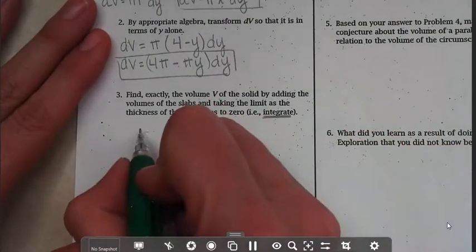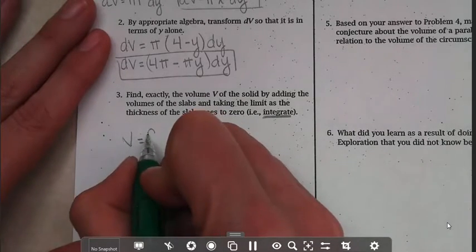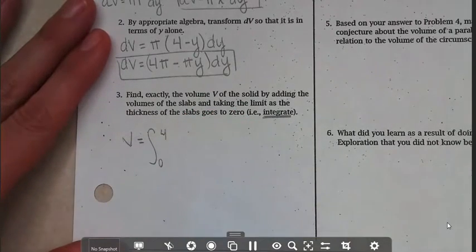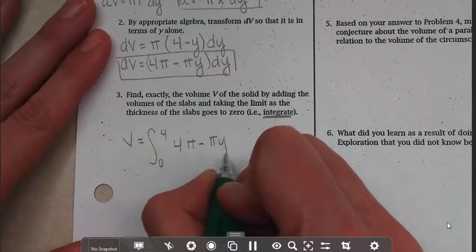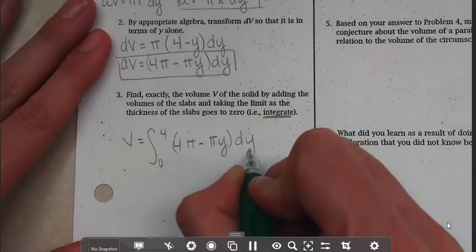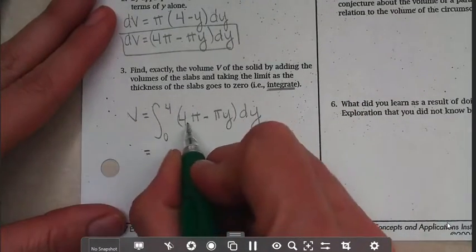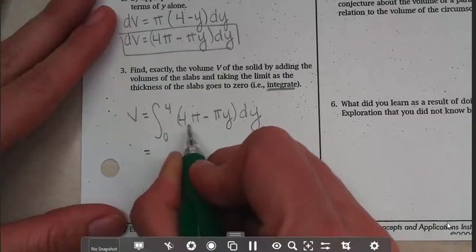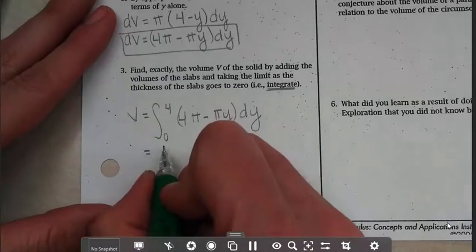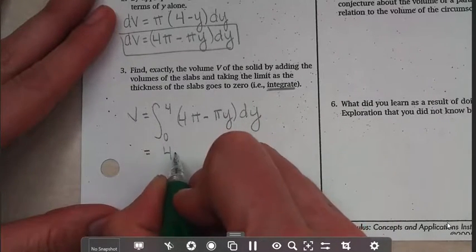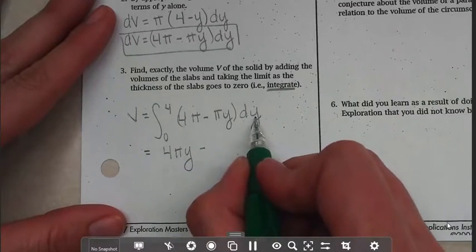So the volume will equal the integral from 0 to 4 of 4 pi minus pi y dy. And I can go ahead and integrate that. Now that's just a constant, or at this point, a coefficient, right? So taking the antiderivative of that, I get 4 pi y. And remember, it's dy, so that's fine.